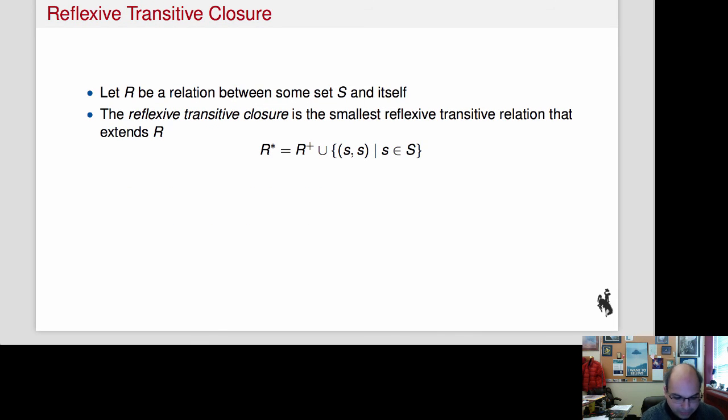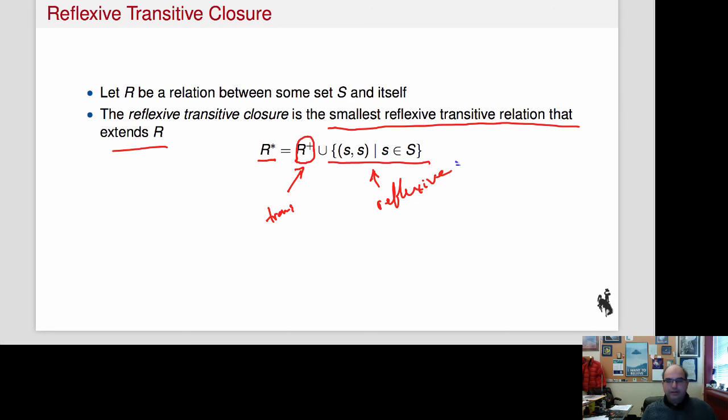All right, I want to finish with reflexive transitive closure. In here, what I want to find is the smallest reflexive transitive relation that extends R. And the way that we're going to find it is pretty simple. We're going to start with R, and then we're going to take its transitive closure, R plus, right? We want reflexive transitive, so that gives us the transitive part. And then we add the pairs (s, s) such that s belongs to capital S. This takes care of reflexive.